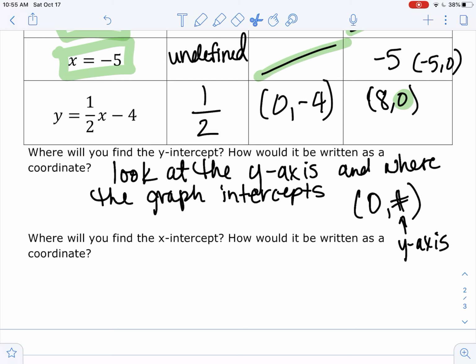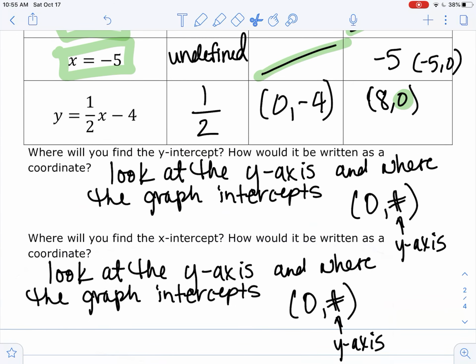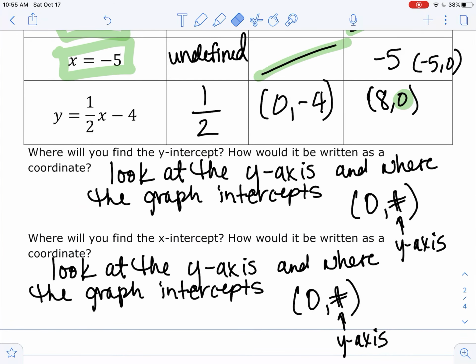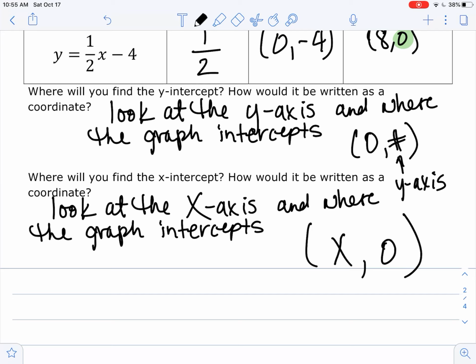Then, if we're doing the opposite, where would you find the x-intercept? You're going to do the same thing, writing the same thing. So I'm going to copy it, I'm going to paste it, and then I'm just going to change some things. So instead of the y-axis, we're going to be talking about the x-axis. And instead of it being written like this, it's going to be written like this, where your y is 0, and then whatever number that is right there, I'll just put it as a number. This is going to be our x-axis. So where your line crosses your x-axis is going to be your x-intercept. And that's how it's going to be written.